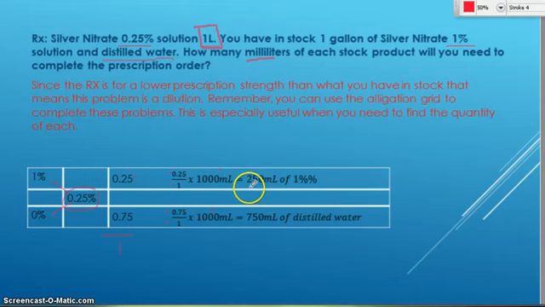When I did that, I found that I needed 250 milliliters of the 1%. Remember, we're reading across, so it's 1%. And we need 750 milliliters of the distilled water. So that's how we determine how much we need of each substance when we are doing a dilution or an alligation.